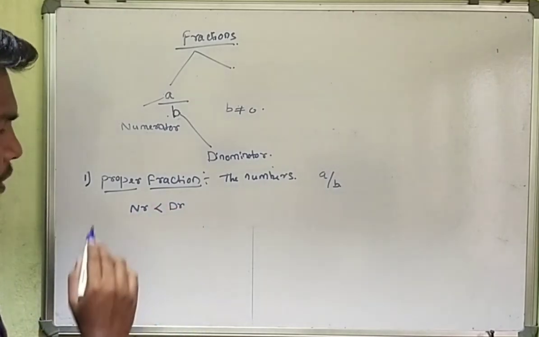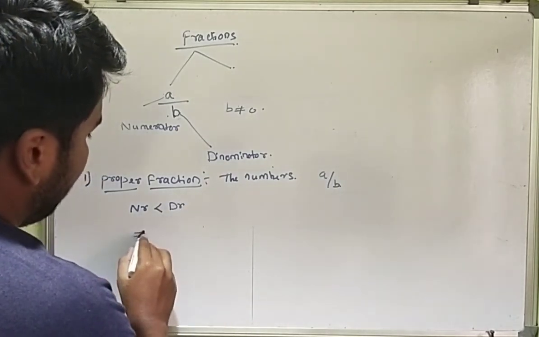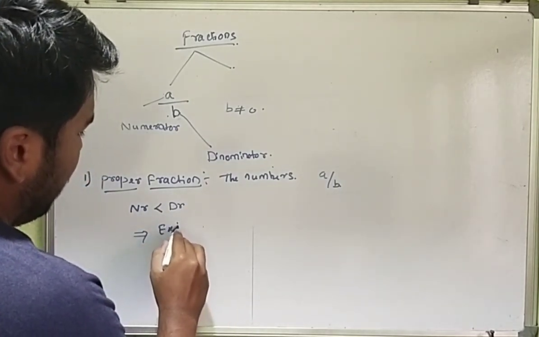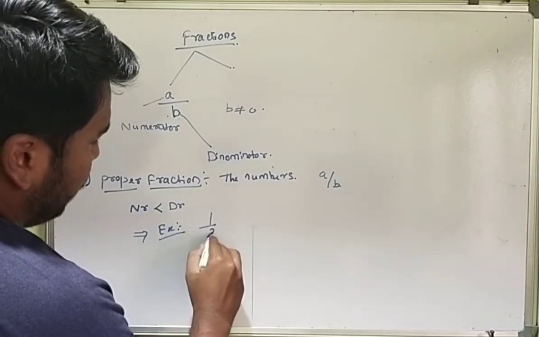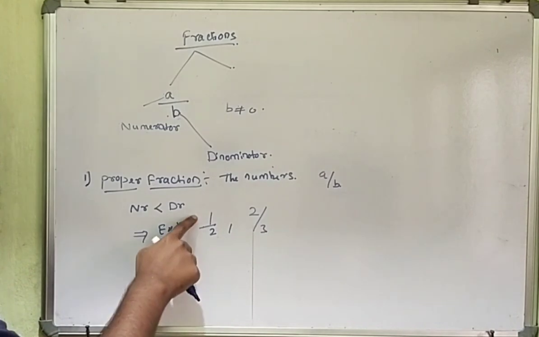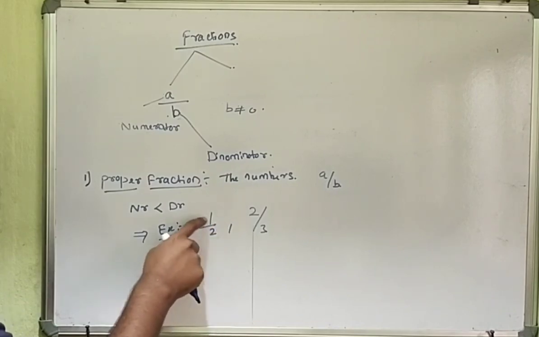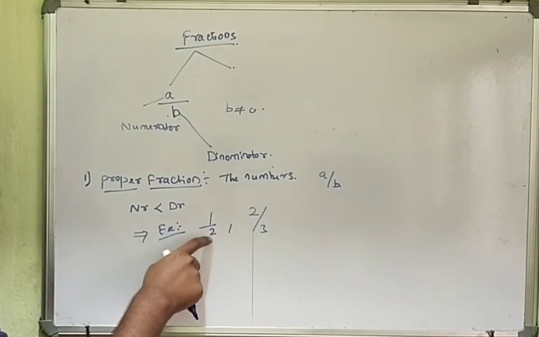Okay, the numerator should be less than the denominator. By knowing the example you will come to know. For example, 1 by 2 or 2 by 3. Here see, in 1 by 2 the numerator is 1 and the denominator is 2. Similarly in 1 by 2, the numerator is less than the denominator.